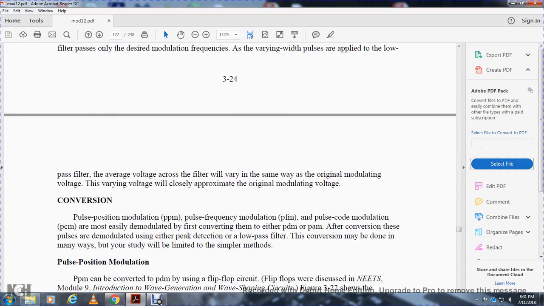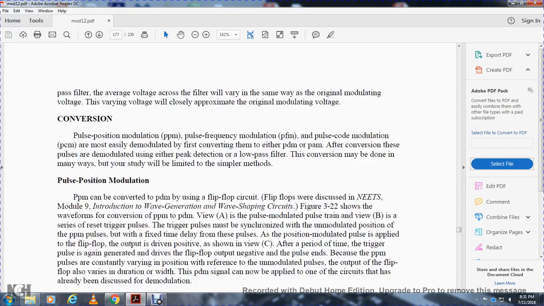Conversion. Pulse position modulation, pulse frequency modulation, and pulse code modulation are more easily demodulated by first converting them to either pulse duration or pulse amplitude modulation. After conversion, these pulses are demodulated, usually by either peak detection or a low-pass filter. These conversions may be done in many ways, but signals are limited to similar methods.